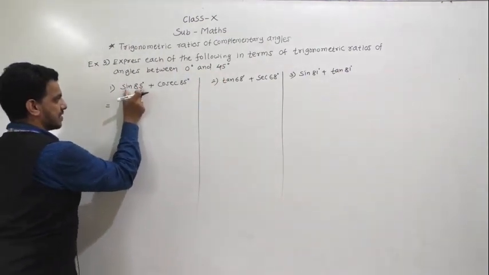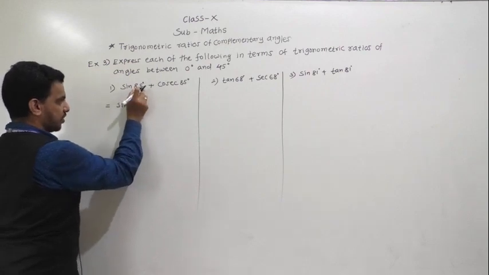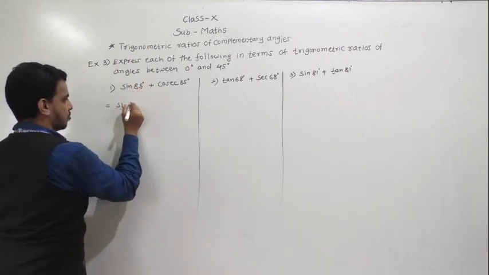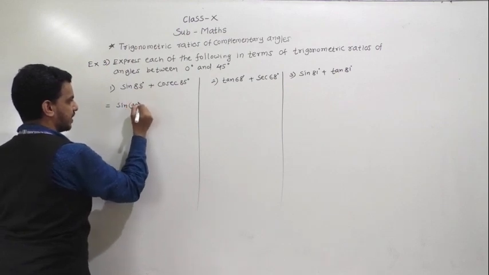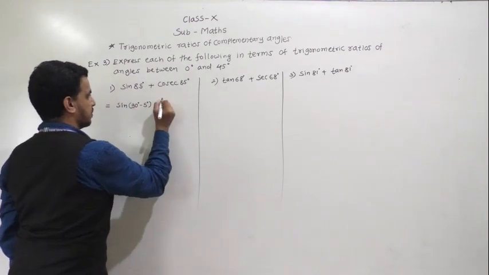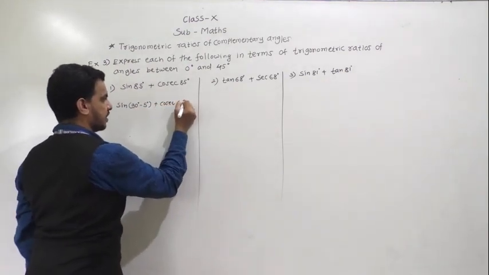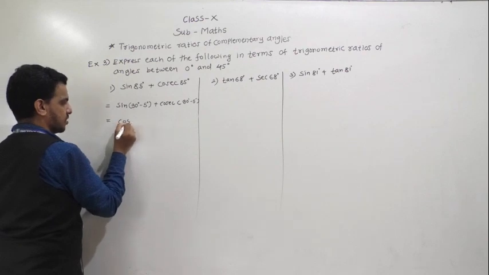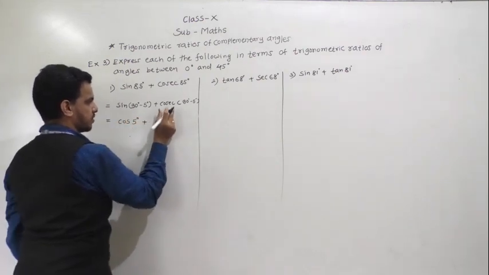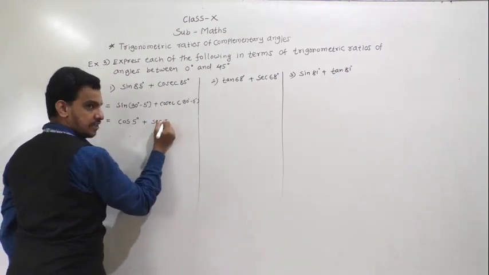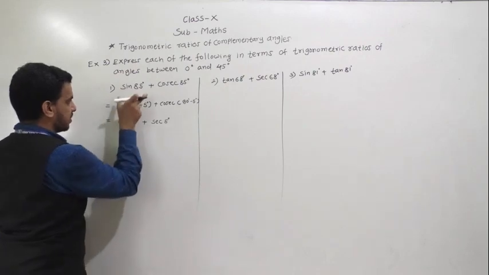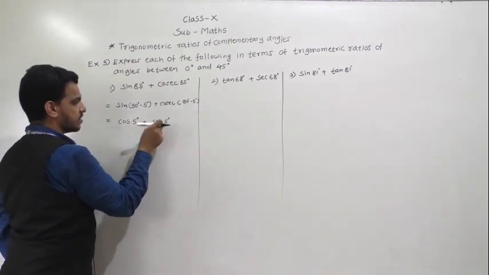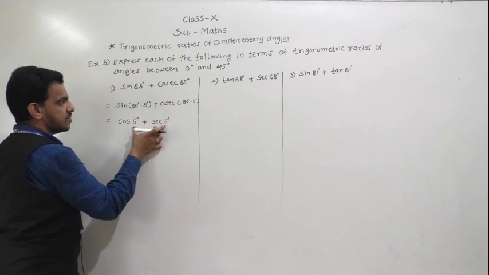So sine 85 degree: here we know that 85 degree and 5 degree are complementary angles. So this sine 85 degree, 85 we can write as 90 degree minus 5 degree, plus cosec 85 degree, this one again 90 degree minus 5 degree. Sine of 90 minus theta is cos theta, so cos 5 degree, plus cosec of 90 minus theta is sec theta, so it is sec 5 degree. So sine 85 degree plus cosec 85 degree we express in this ratio as cos 5 degree plus sec 5 degree, and here the angle is between 0 degree and 45 degree.